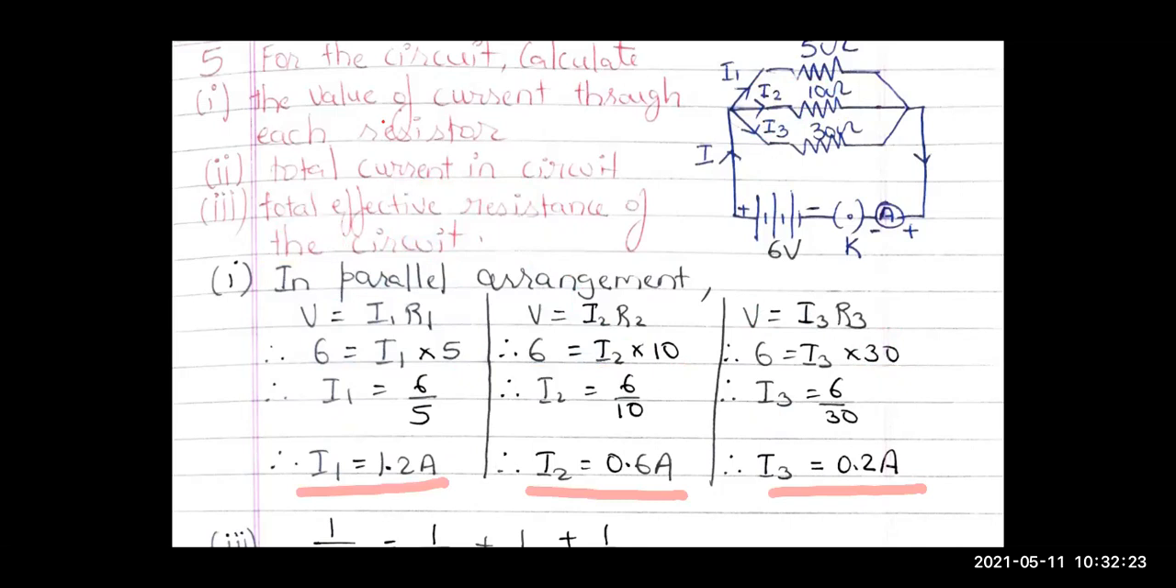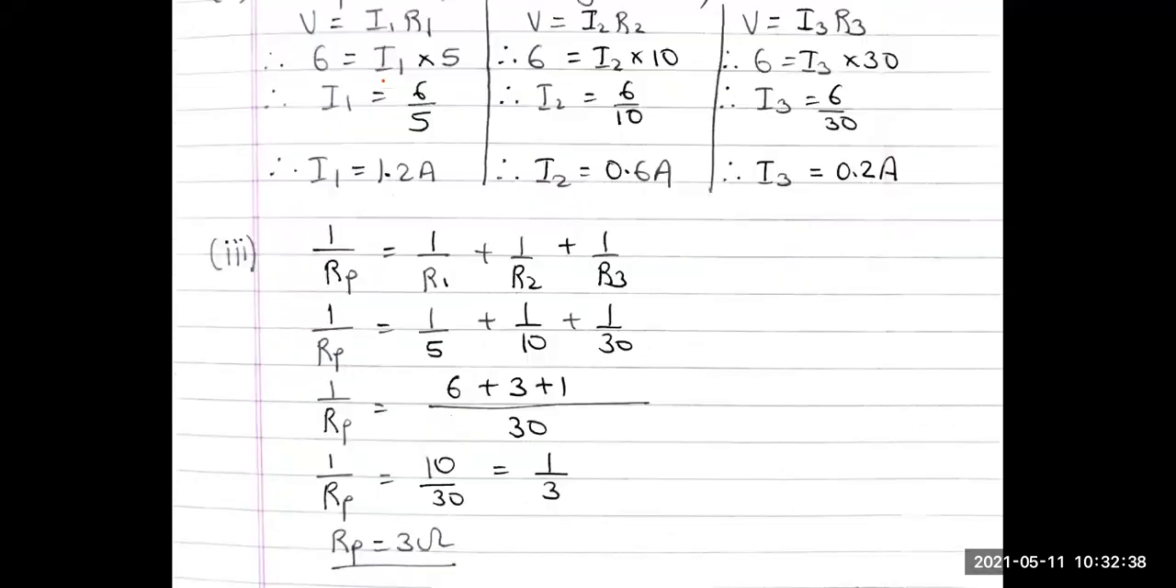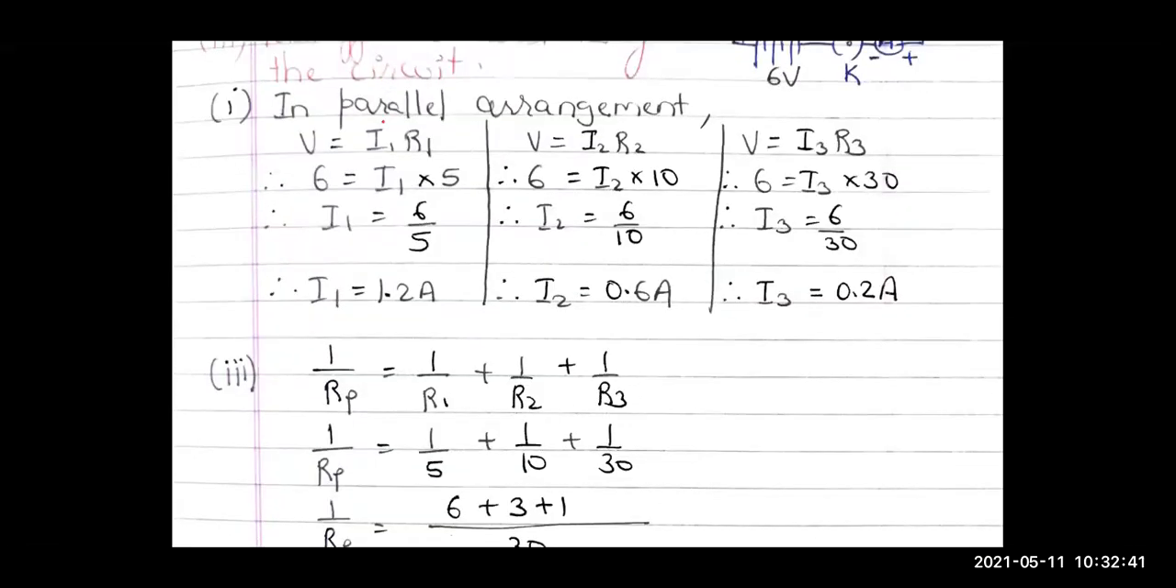Right. Now if you want to find the total current, total current I is what? I1 plus I2 plus I3. Similarly, we'll add all the three currents I1, I2 and I3 and we'll get the total current. If you add them all, let's do it. So I equals 1.2 plus 0.6 is 1.8. Right? 1.8 plus 0.2 is 2 ampere. So on adding all these three, we found the current is 2 ampere. Okay, we'll check it at the last.